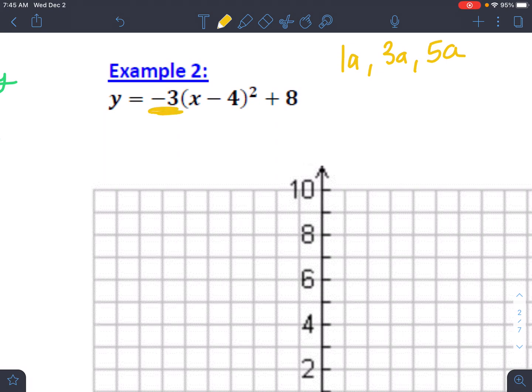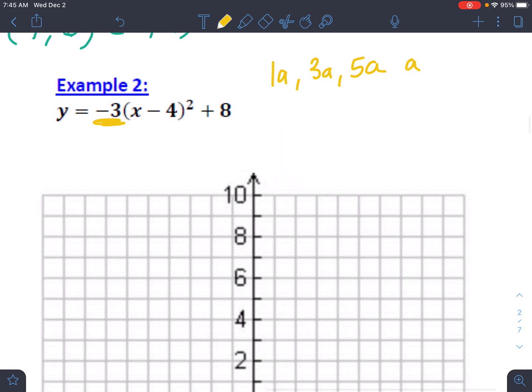This is called an a value, the number out front. So a is negative 3. So you're going to plug in negative 3 to each of these. 1 times negative 3 is negative 3. 3 times negative 3 is negative 9. 5 times negative 3 is negative 15. These are going to be your movements.